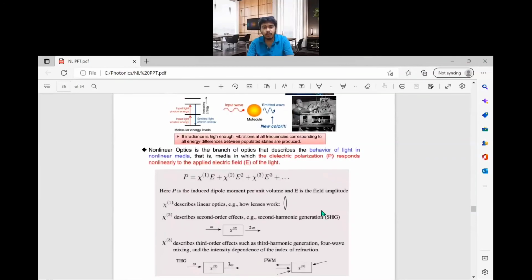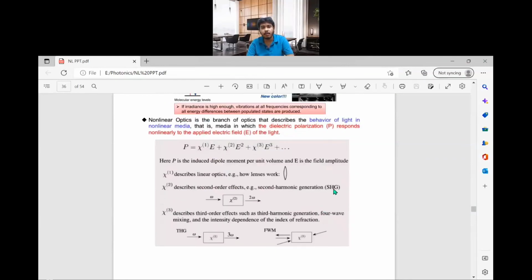So nonlinear optics is the behavior of light in nonlinear media. We have derived the relation of the polarization vector with the electric field, related to the susceptibility chi. In general, you can write this polarization vector in terms of this equation, where chi one, chi two, chi three are the coefficients. So the polarization vector responds nonlinearly to the electric field in these media. If you shine the light, the applied electric field of the light will change the polarization, and this polarization will change non-linearly with respect to the incident light.